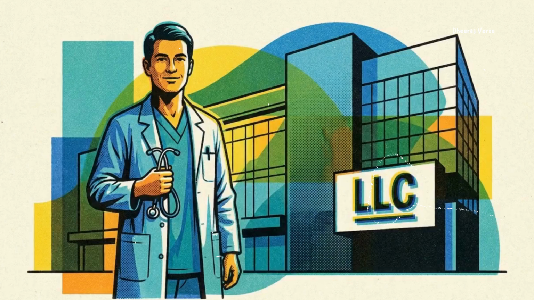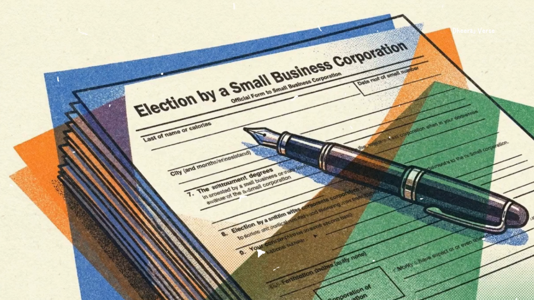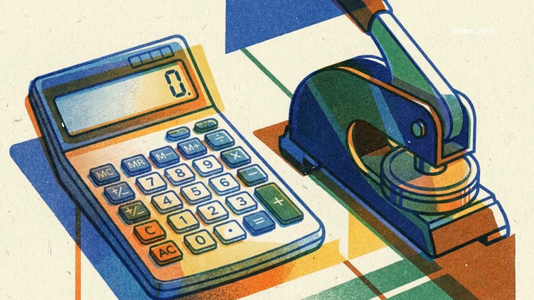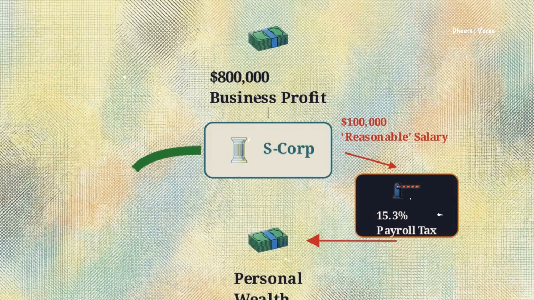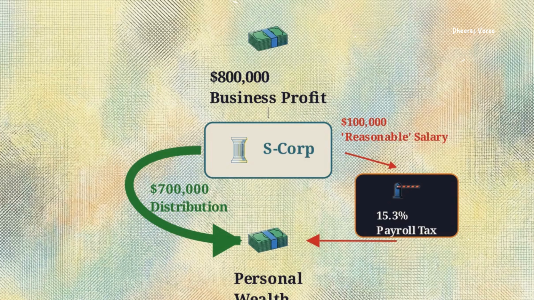High-earning professionals, like doctors and consultants, often shield their income through entity wrappers rather than direct ownership. A common tactic involves the S corporation, which allows a business owner to reclassify their earnings to avoid the 15.3% self-employment tax. If a business earns $800,000, the owner might pay themselves a reasonable salary of $100,000, while taking the remaining $700,000 as a distribution. That larger portion bypasses the payroll tax entirely.